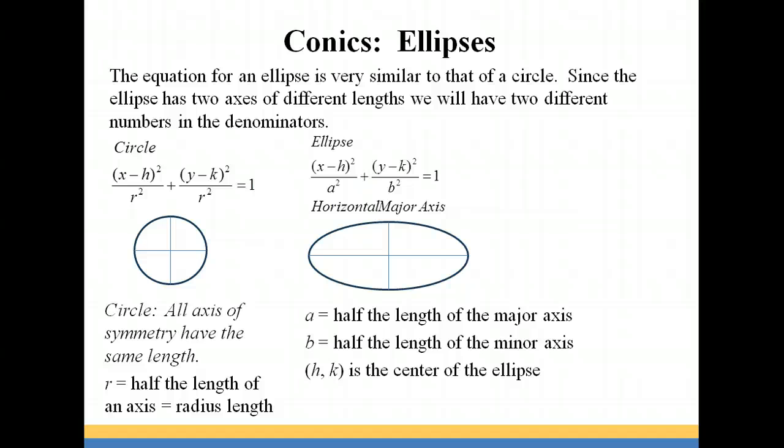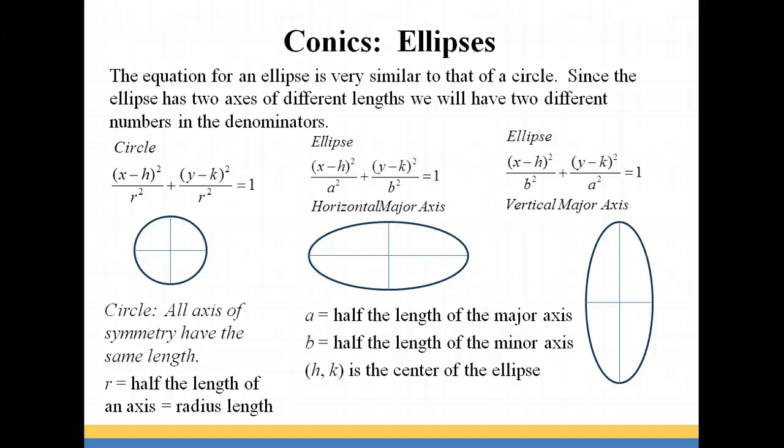Now note that just like with the circle equation, we have the length of the radius underneath each one, which is half the length of the line of symmetry or the diameter. In this case, for the ellipse, we're going to use half the length of the major axis and half the length of the minor axis. And just like with the circle, (h, k) is going to be the center of the ellipse. Now, if we turn it around and we have a vertical major axis that's longer, then the bigger number is just going to be under the y value.